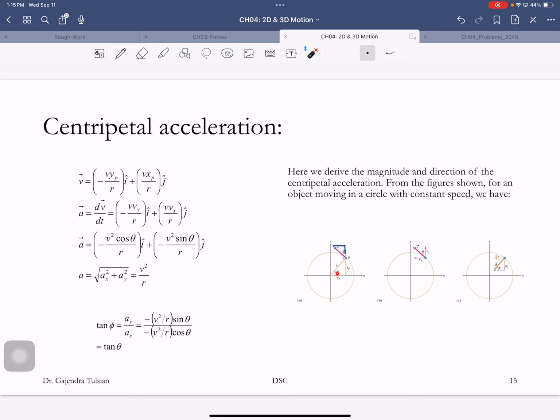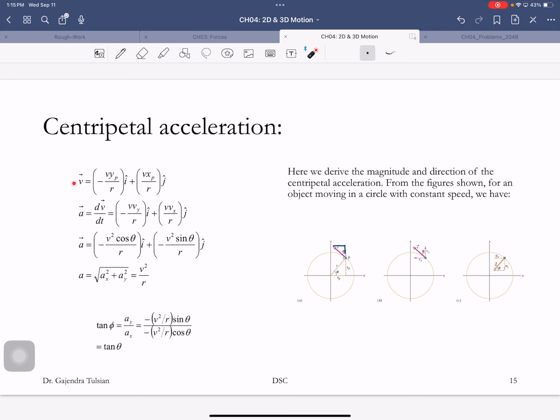Sine theta is yp, the location of the particle, divided by r. So sine theta is yp divided by r. And the negative sign, because it's pointing in the negative direction. Here's the y component of the velocity. The y component of the velocity is v cosine theta, and cosine theta is xp divided by r. So v xp divided by r. So there's the velocity written in terms of components.